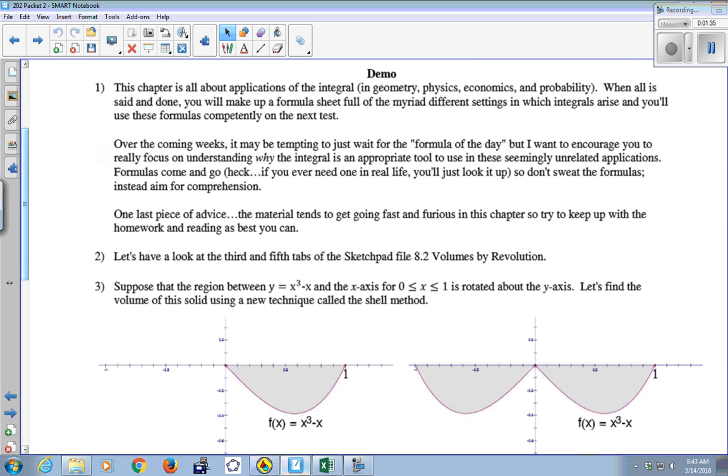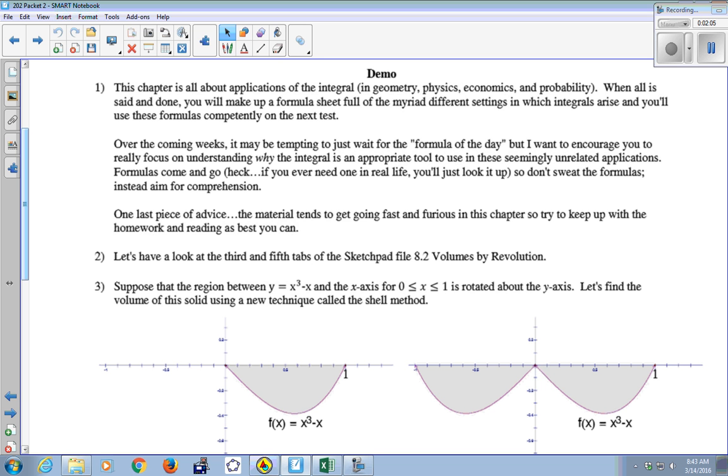All right, so this chapter is all about applications of the integral. This is our third day talking about geometric applications of the integral, finding areas and volumes. But we're also going to talk about physics, economics, and probability in the next several classes. When all is said and done, you're going to have a sheet full of formulas for a myriad of different settings in which integrals are an appropriate tool. And you'll use those formulas competently on the next test.